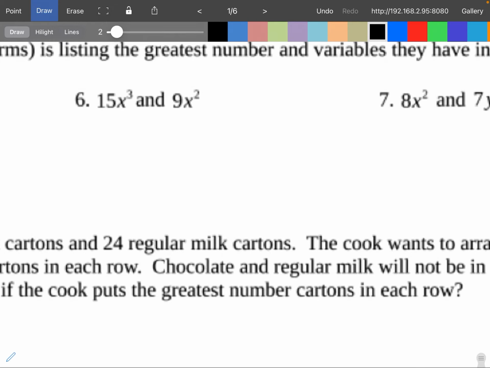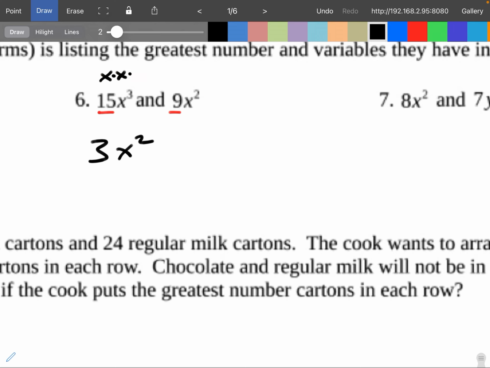So that's going to be your greatest common factor. Same thing on number 6. What's the largest number that divides evenly into the 15 and the 9? 3. Yep, that's a 3. Is there an X in both of those terms? Yes. And then what's the lowest power it appears to? Squared.